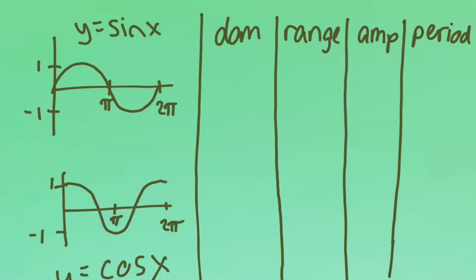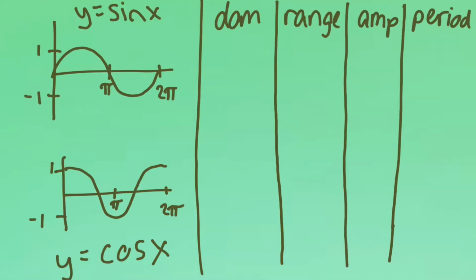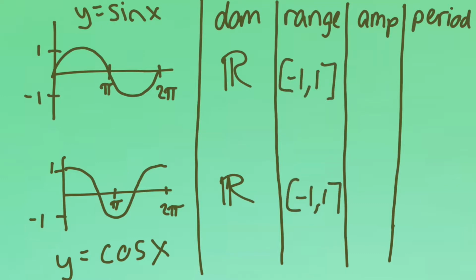Now we're going to analyze those graphs. Like we said, it keeps going in both directions for sine and cosine. So the domain is going to be all real numbers, or -∞ to infinity, for both sine and cosine. Range: it never goes past -1 or 1, but it does hit both of those. So both ranges are going to include -1 and 1.